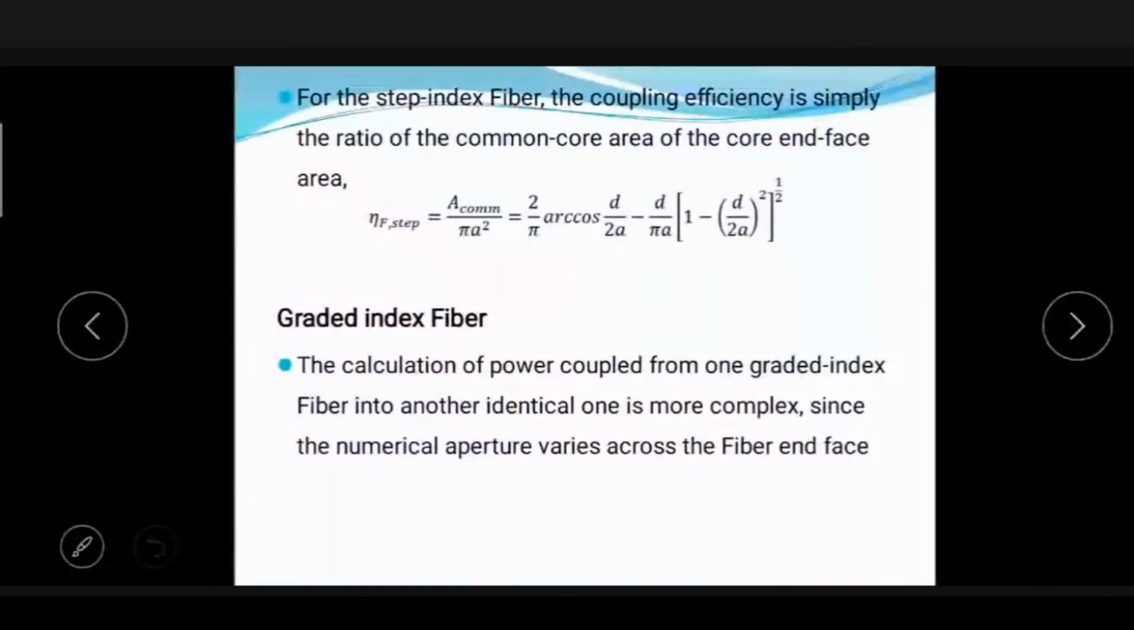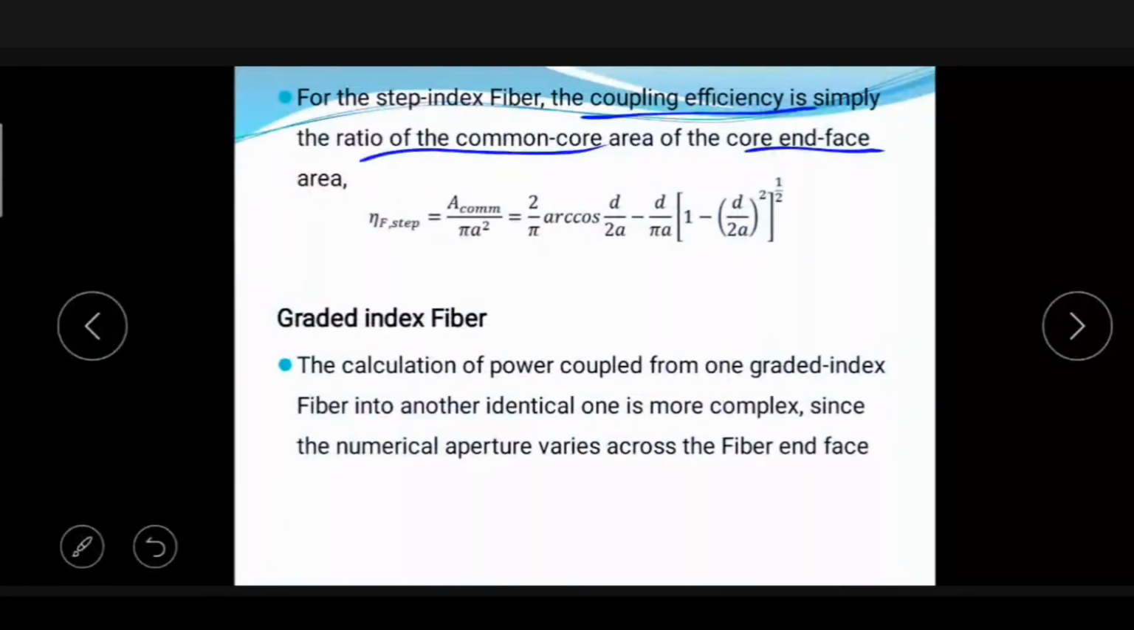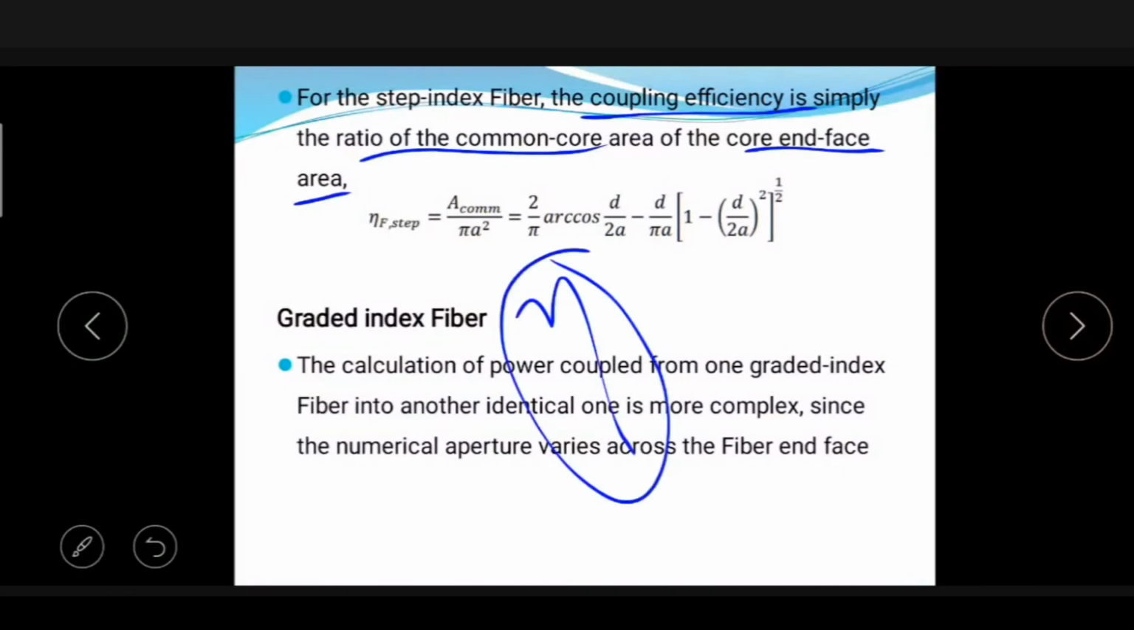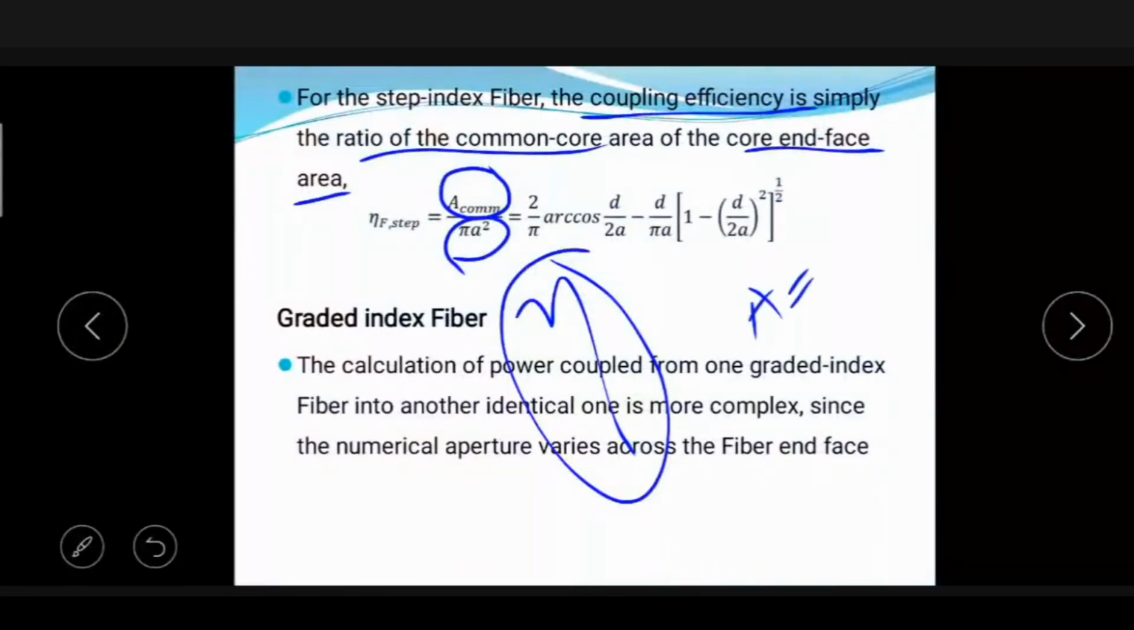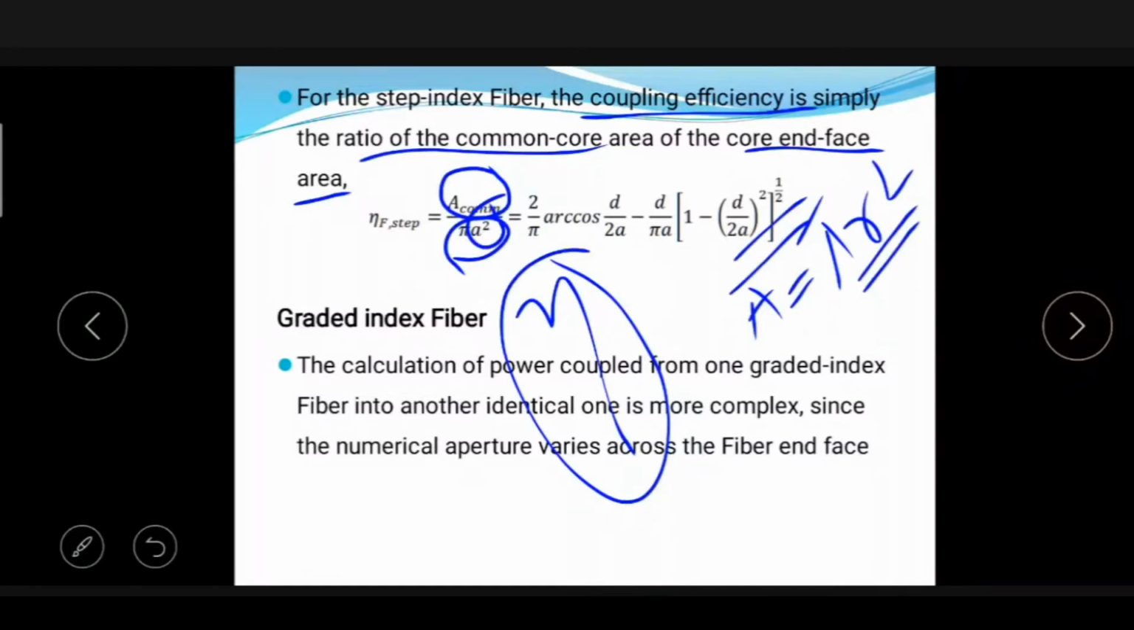Now the coupling efficiency is simply the ratio of the common core area to the core end face area. Okay, so this eta defines the efficiency in a fiber. It is given by A common, the area which is common for both the emitting and receiving fiber, divided by the area, that is pi a square, since the area of a circle is pi r square if r is the radius. Here the radius is A, so it is pi a square. So I'll get this expression. This is for step index.